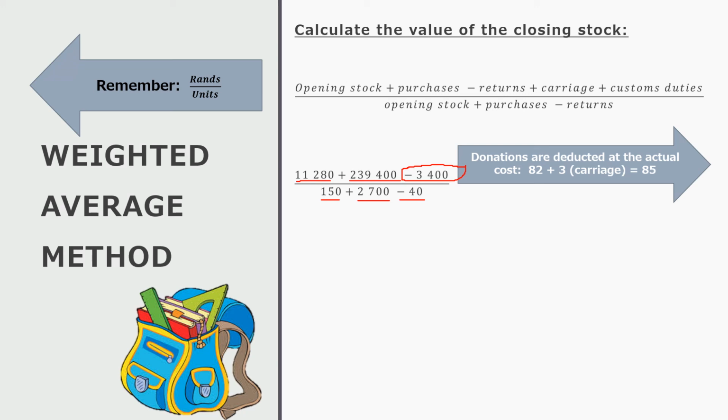Then we have to add the carriage. This 3 rand is the carriage on purchases. So the total value of those things per unit is actually 85. So 40 bags that were donated times the 85 rand. This is where this 3,400 comes from. We can't multiply by 82 because we paid the carriage as well. So the total cost of these items, we have to multiply by 85.